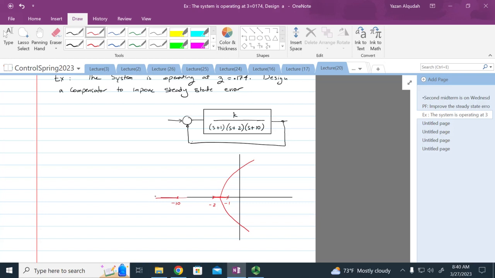How do I know, using the information that we have on the board, at what point on the root locus I'm operating? Seems like a good question for Fort Walton. Oh, thanks for volunteering that.